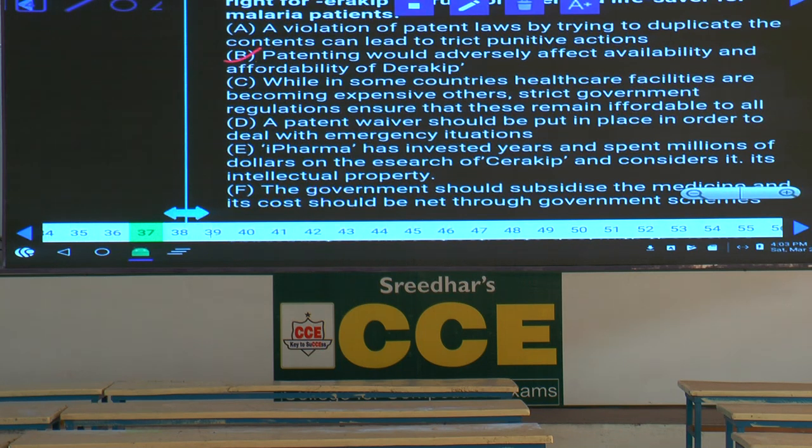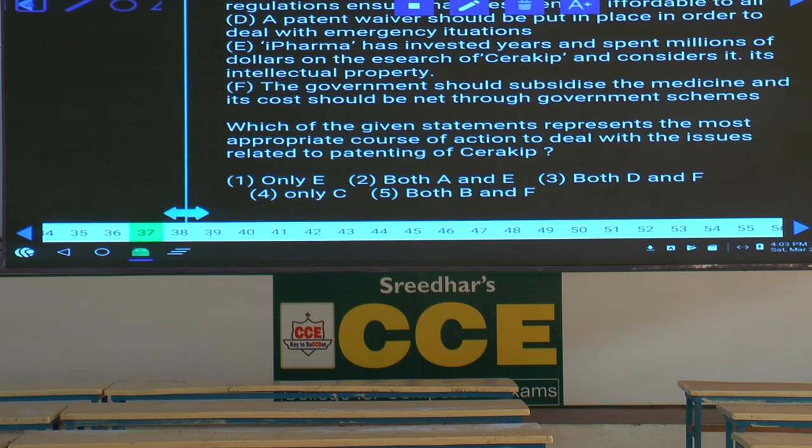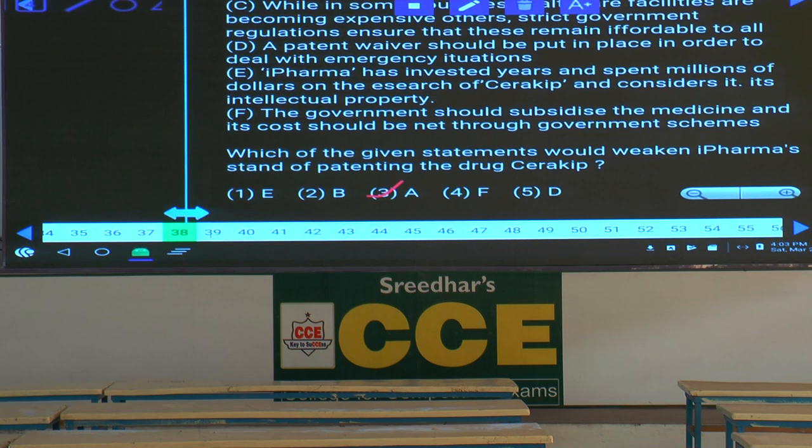Patenting would adversely affect availability and affordability, isn't it? As availability and affordability will be controlled by only this person, isn't it? Hence, this has to be taken care of by the government in order to make the drug available to all the people. Then what is your answer here? B and F, that is given in choice 5. Are you following this or not? B and F. Then question number 38.